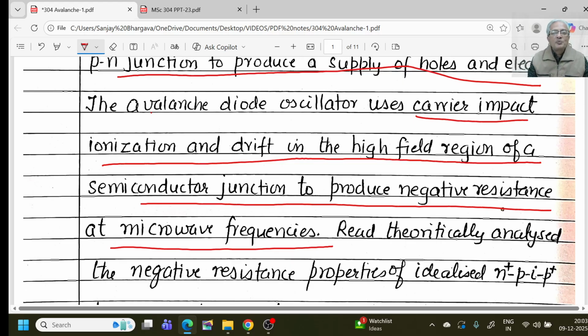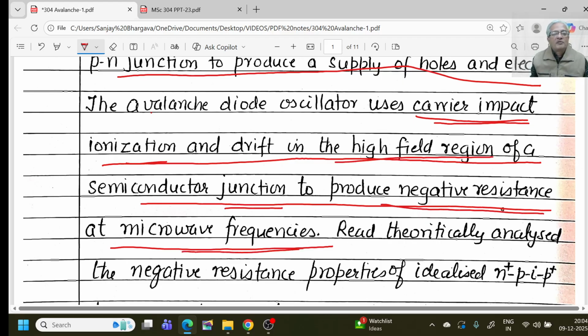These devices are also based upon the concept of negative resistance. TEDs were also based upon the concept of negative resistance. There the negative resistance was due to decrease in the drift velocity of electrons while moving in the bulk sample on increase of electric field. But here the Avalanche Diode oscillator uses carrier impact ionization, that means collision, and drift in the high field region of a semiconductor junction.